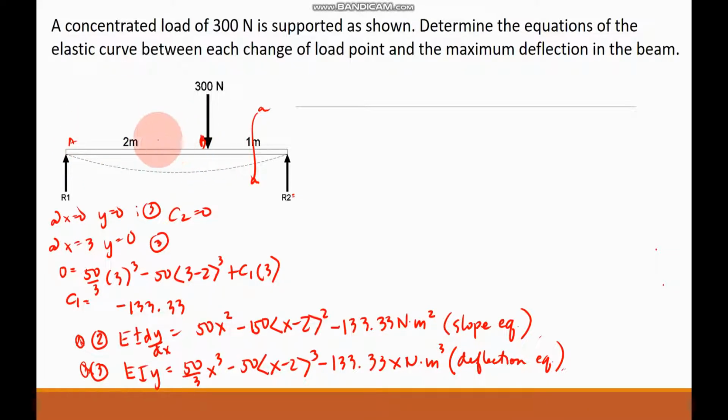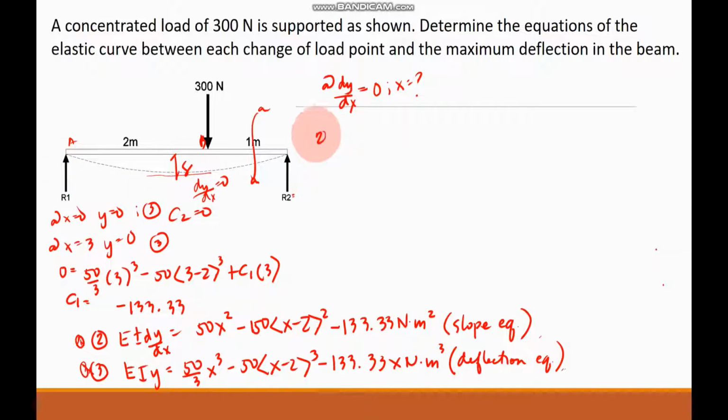Between point A and B in which x is equal to 2 meters. So, assume natin na dito sa section na to, mangyayari ang maximum deflection. So, kung maximum deflection natin, this slope or the dy all over dx is equal to 0. So, at dy all over dx or the slope is equal to 0, what is the distance from the left support?